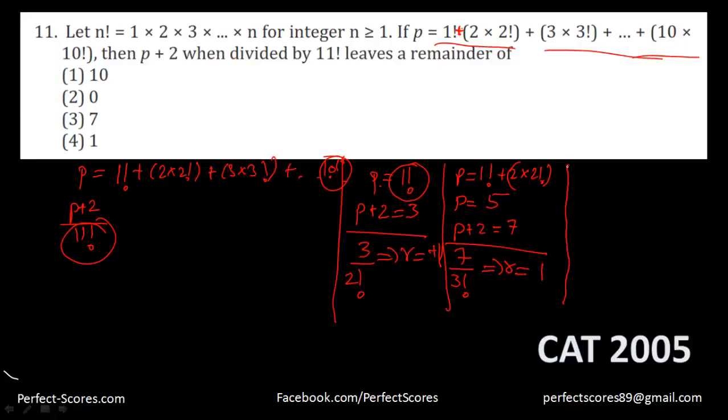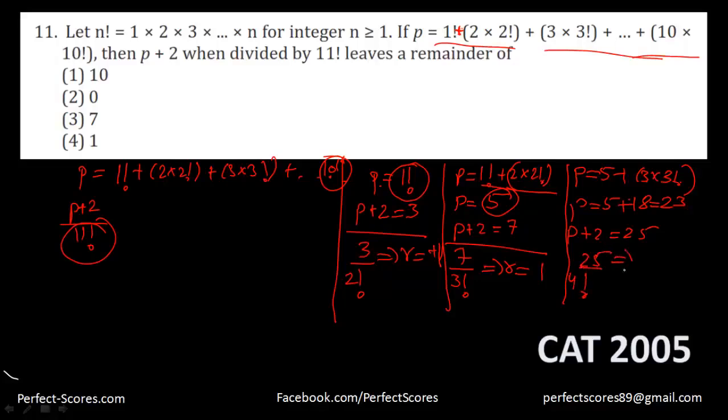Let me give you another series. Let's say p is equal to this whole number plus 3 into 3 factorial. So the value of p is going to be equal to 5 plus 6 into 3, 18. 18 plus 5 is equal to 23. P plus 2 would be equal to 25. And if I divide 25 by 4 factorial, the remainder will still be 1. So either I can keep going forward and keep getting remainder equal to 1, or I can understand the remainder will always remain 1 no matter what happens. Hence my answer is option 4.